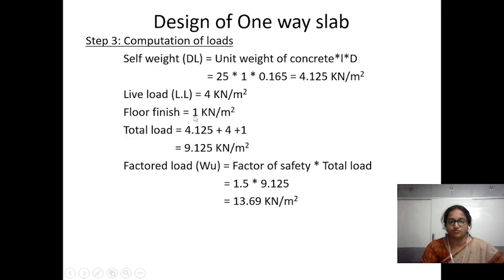Now coming to floor finish, which is nothing but tiles or flooring or whatever it may be, it has been taken as 1 kilonewton per meter square. Coming to total load, which is the dead load plus live load plus floor finish, I got 9.125. The factored load is the total load multiplied with the factor of safety. Factor of safety for concrete is 1.5. 1.5 into the total load, I got the factored load as 13.69 kilonewton per meter square.